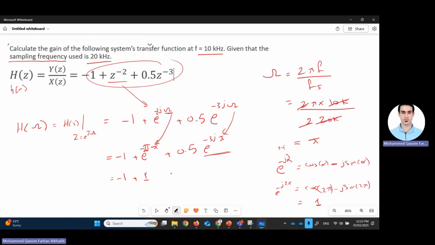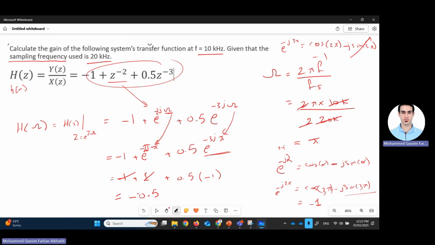Now let's do this one here. E to the power minus 3 j pi. So that's 3 pi here. This one will be 0, and I believe this is going to be negative 1 with a 3 pi. Or e to the power negative j 3 pi equals cosine 3 pi minus j sine 3 pi. So this one will be 0, and it's going to be negative 1. So plus 0.5 times negative 1. Those will cancel each other out. So the answer will be negative 0.5.